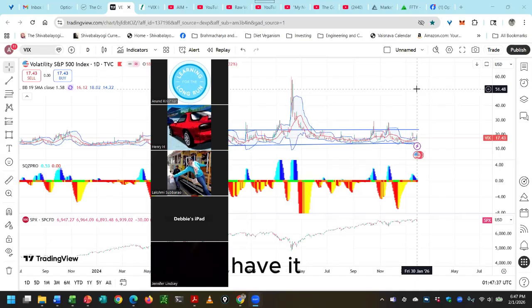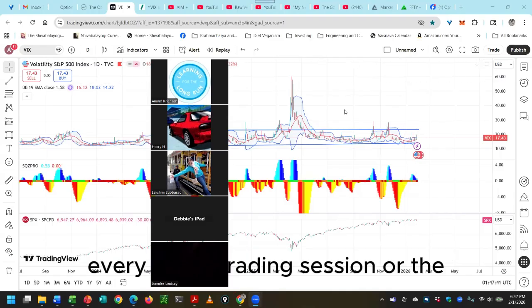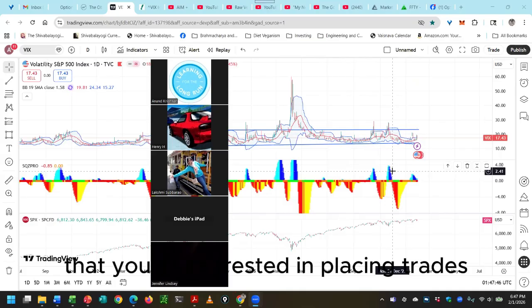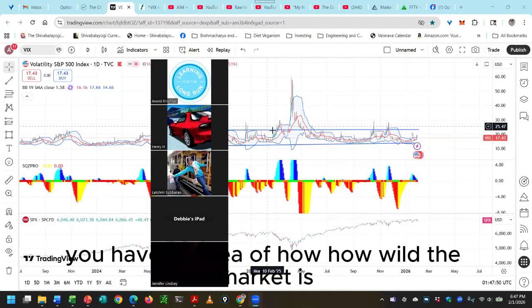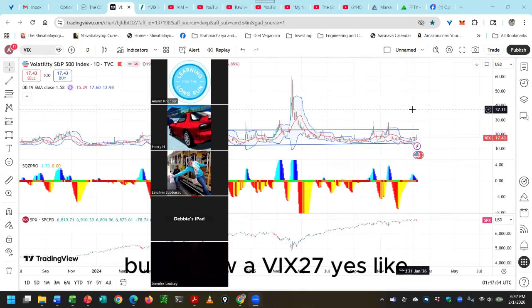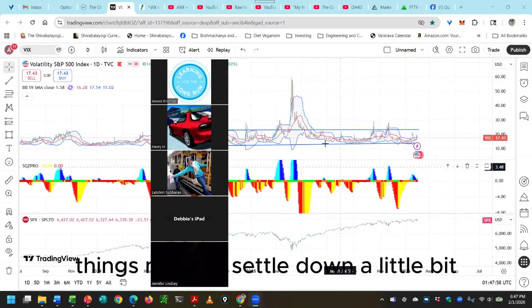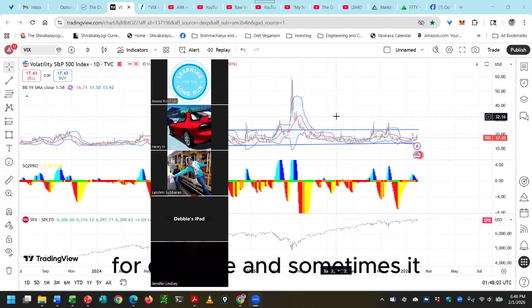So there you have it. It's a good routine, a good habit to check the VIX every trading session, or the trading sessions that you're interested in placing trades, so you have an idea of how wild the market is. If I see a VIX 16, I know, hey, things are fine and dandy. But if I saw a VIX 27, I'm like, oh, wait a minute, things need to settle down a little bit before I jump in a long call, for example.